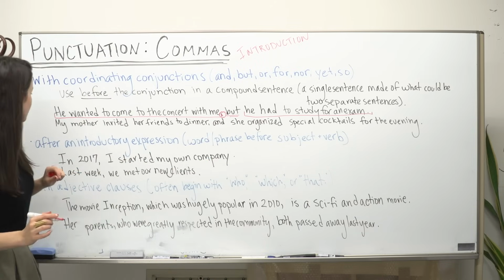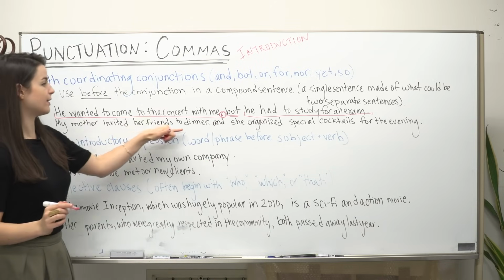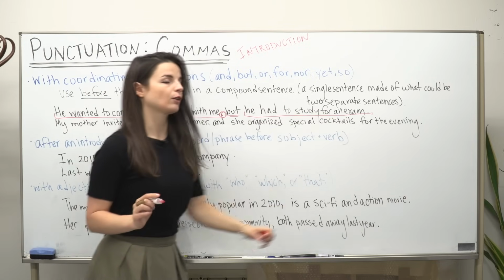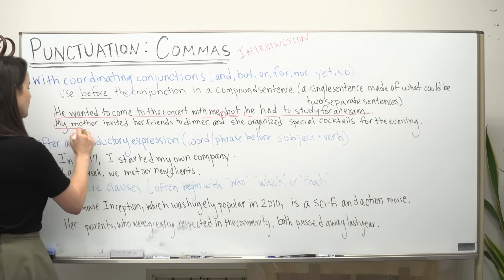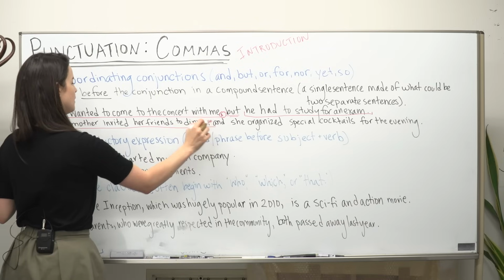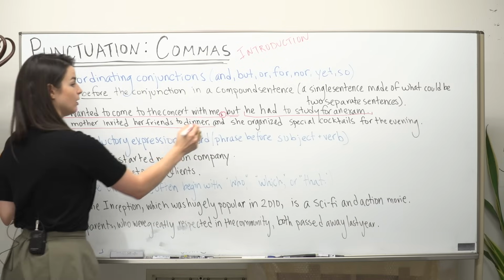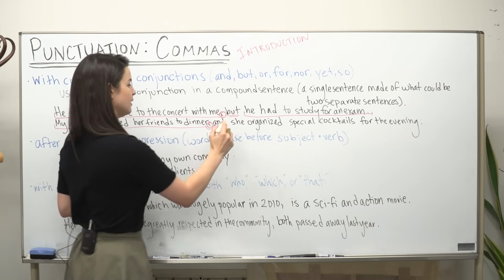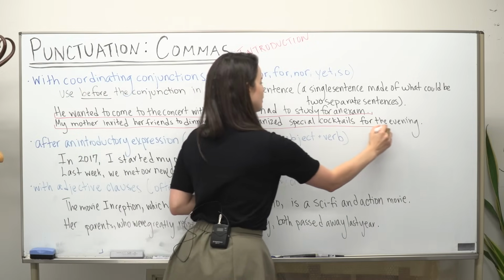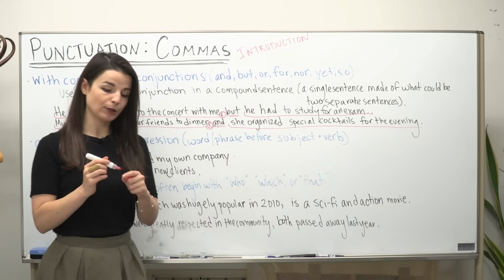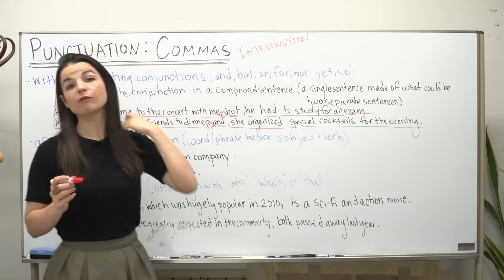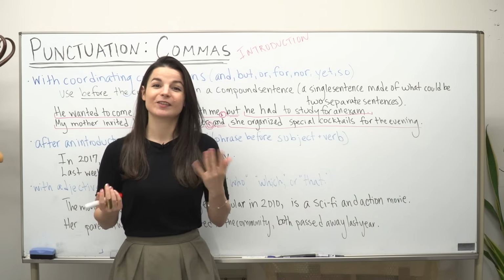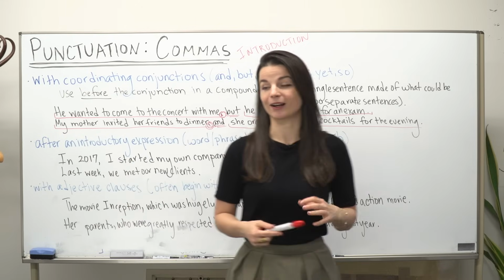Let's look at another example. My mother invited her friends to dinner, and she organized special cocktails for the evening. So here again, there are 2 separate complete ideas. My mother invited her friends to dinner, comma, before the coordinating conjunction, and she organized special cocktails for the evening. There are 2 separate ideas here. We use a comma before the conjunction that connects these 2 ideas together. Okay, so this is the first type of comma I want to talk about.